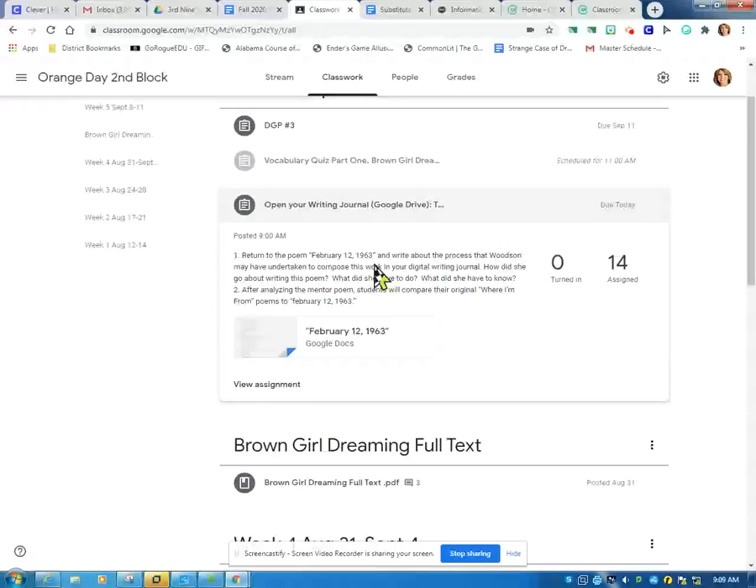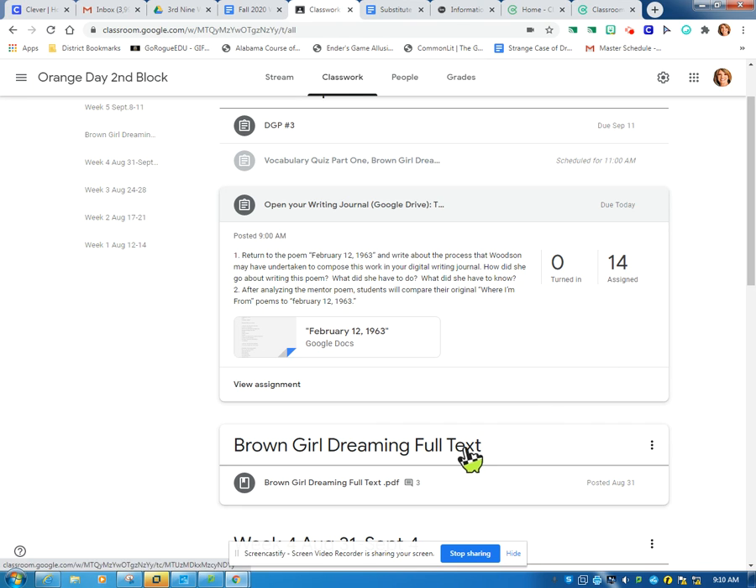Number 1 today will be writing about her process for writing that poem. And then number 2, you're going to write 3 similarities and 3 differences between your original Where I'm From poem and the poem February 12th, 1963. After you finish this, you are welcome to go back into your story and begin reading part 2 of Brown Girl Dreaming.